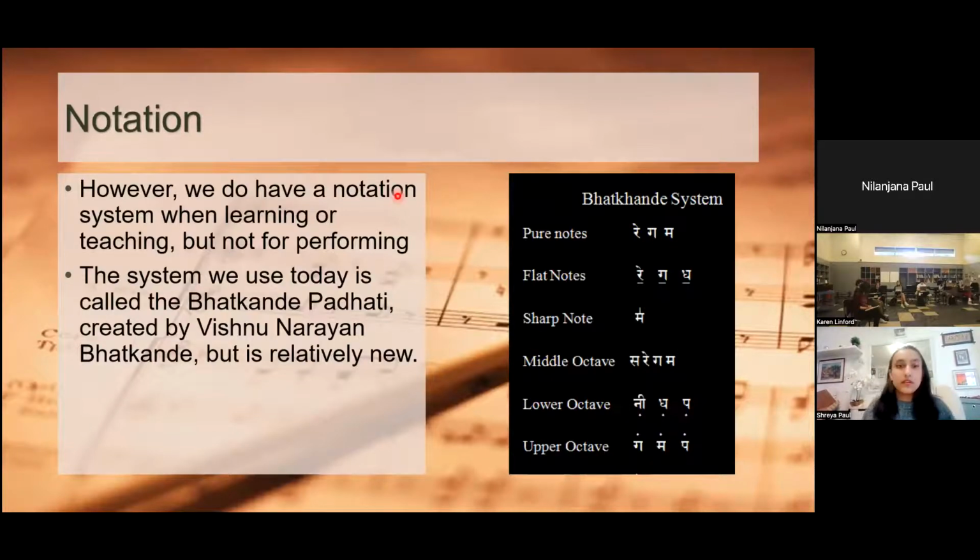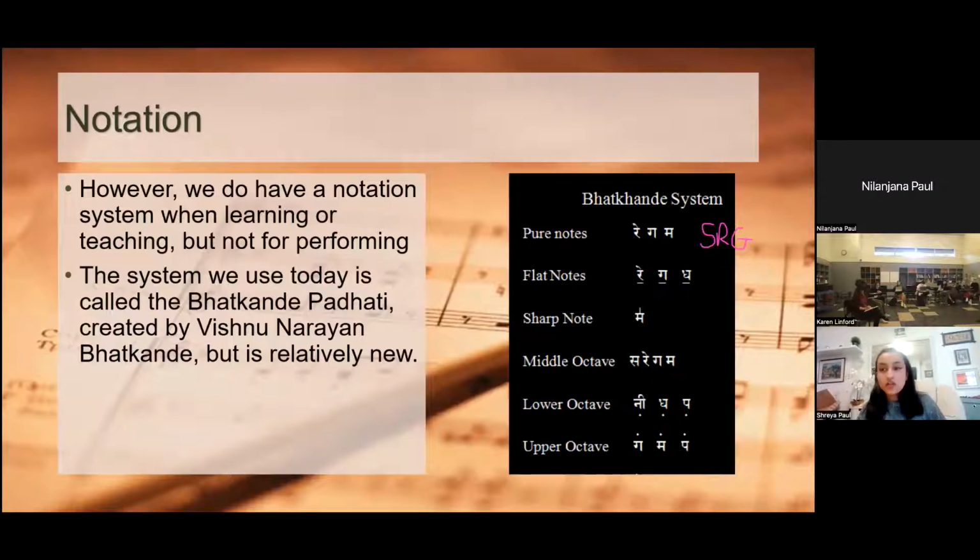This is a picture depicting it. There are some words in Hindi, but I can still explain it to you. Pure notes have nothing on them. So for example, if I was writing sa re ga, pure notes are unchanged, natural, there's nothing on them. If they were flat notes, then we would draw a line under it like that. I don't know if you can see that.